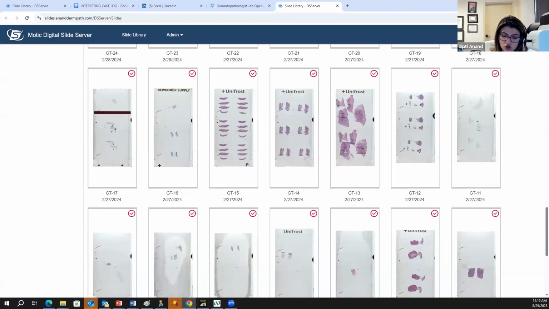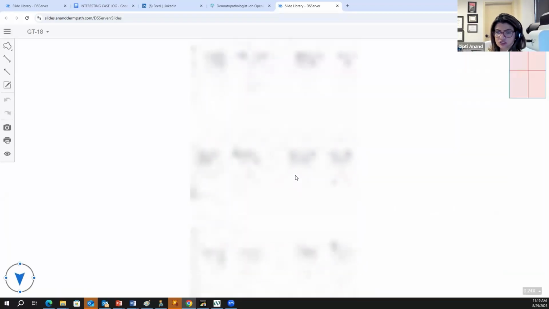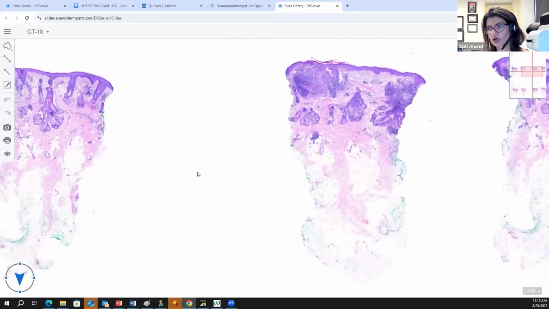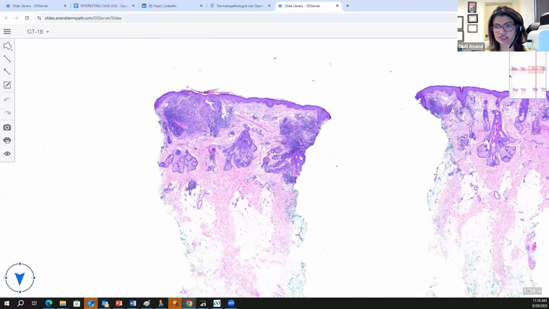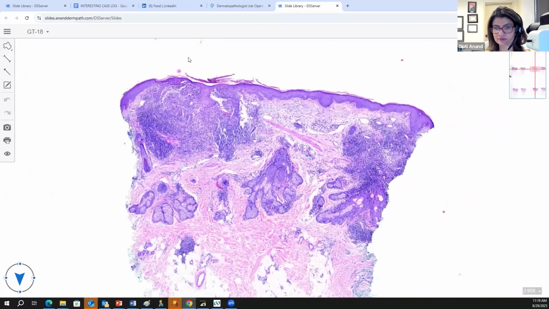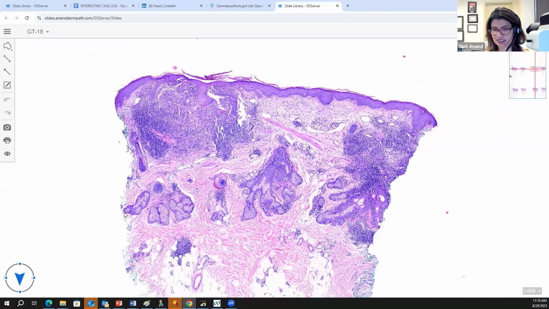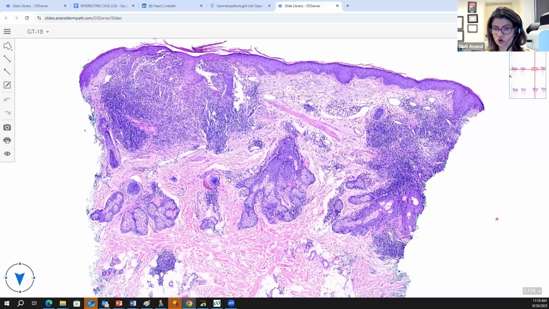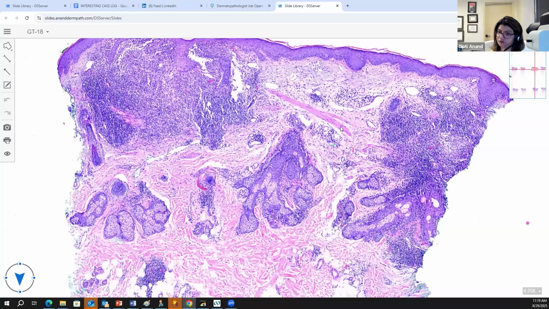The next thing we're going to talk about is something which is not that important for your boards, but you should know it. So this is a nice punch biopsy, and you recognize that this is a place where there are a lot of pilosebaceous glands and small hair follicles. So this is likely the face.